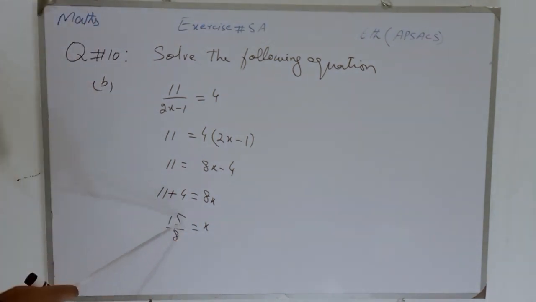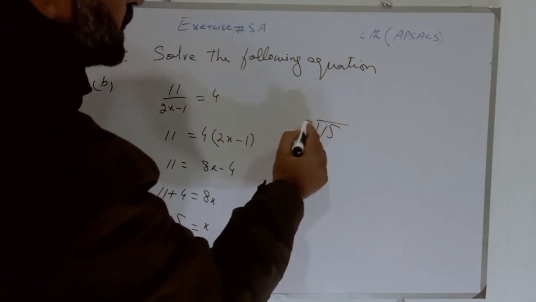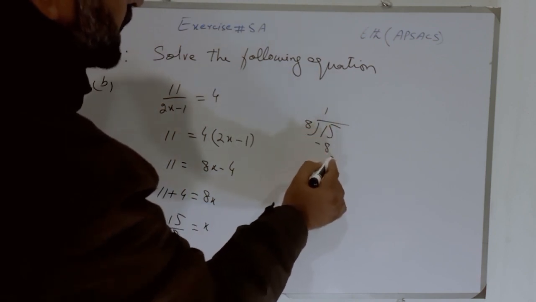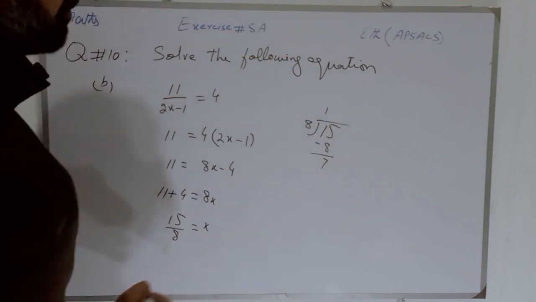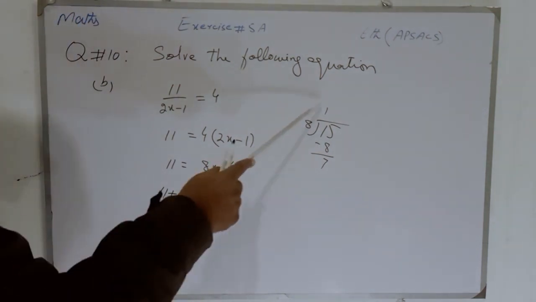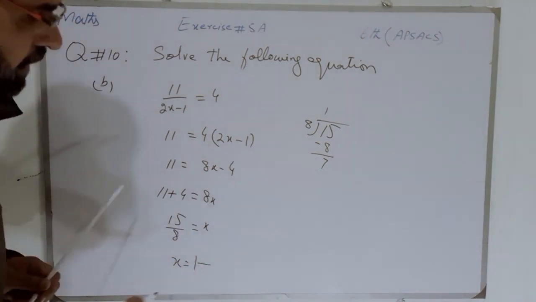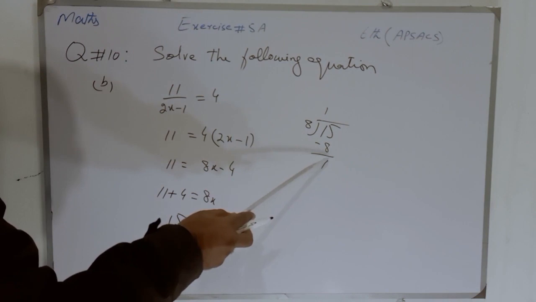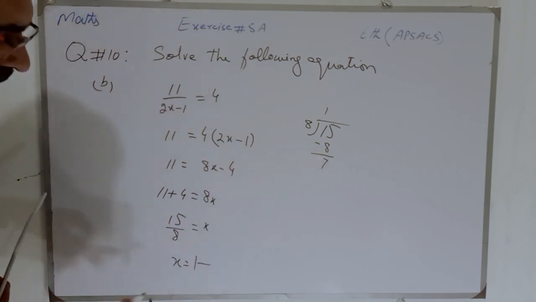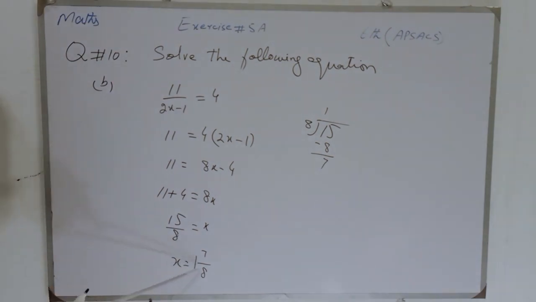Now students, it's an improper fraction. If you want to change this into a mixed number, you will divide 15 by 8. 8 1s are 8. Subtract 8 from 15 and we will have 7. So x will become, the quotient will be the whole number and it is written as 1 whole number, then the remainder will be the numerator, that is 7 over 8. So the value of x is 1 whole number 7 over 8.